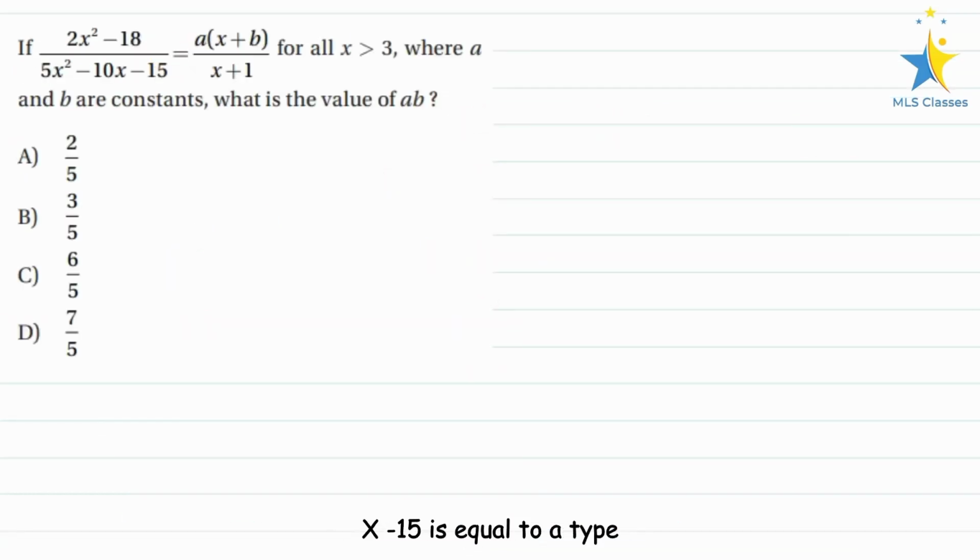In the next question, it says if 2x square minus 18 over 5x square minus 10x minus 15 is equal to a times x plus b divided by x plus 1, where x is greater than 3, and a and b are constants, what is the value of ab? So we just need to factor both the numerator and the denominator.